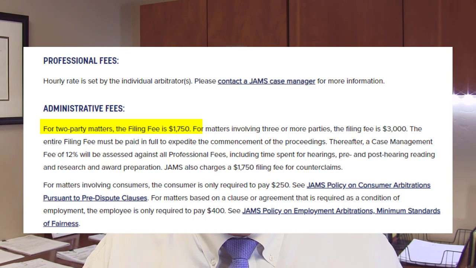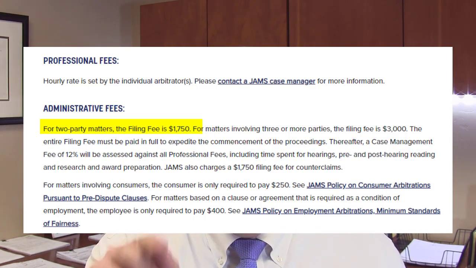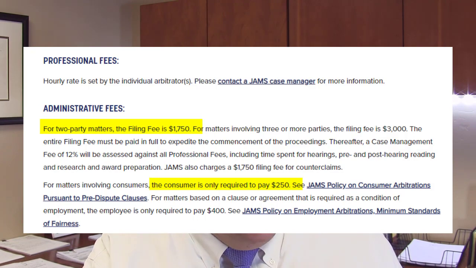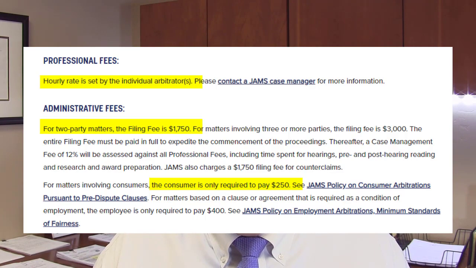JAMS is similar. JAMS has a filing fee, and there's an administrative fee of $1,750 that the collector has to pay. You have to pay a filing fee of $250, so it's a little bit more expensive. And then there's an hourly rate for the arbitrator. I can tell you most attorneys and arbitrators charge between $300 and $500 per hour. So you're going to see this gets very, very expensive. It doesn't make sense, and that's one of the big reasons they don't want to do arbitration and will many times dismiss the case if the court requires the parties to go through private arbitration.